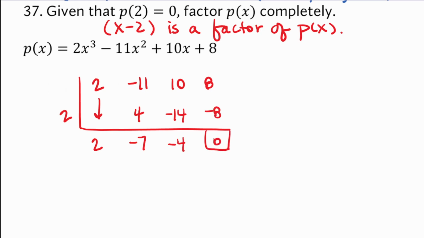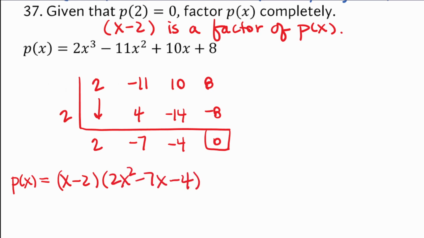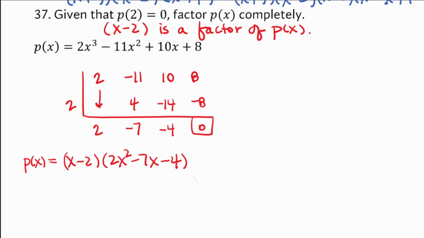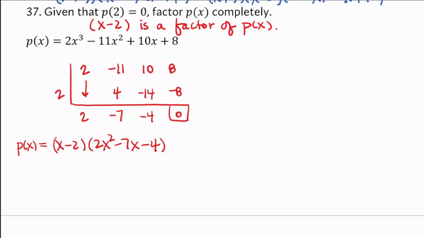So I'm running this through synthetic division. I've got, yes, this is good. I've divided out x minus 2. So p of x is x minus 2 multiplied by what I'm left with, 2x squared, negative 7x, and negative 4. And now, since I've got it to a quadratic, the question is, okay, is that quadratic factorable, that 2x squared minus 7x minus 4?